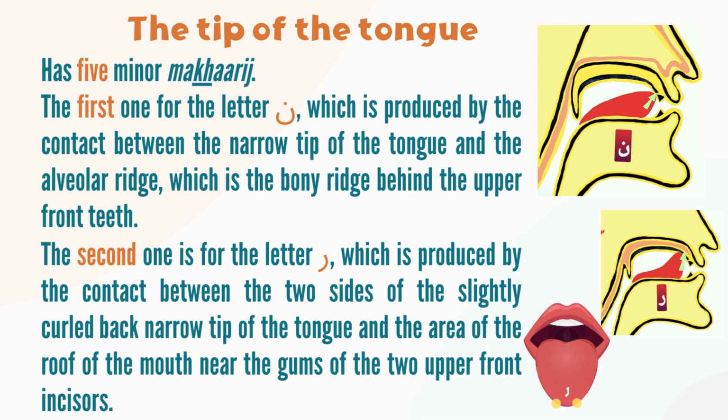The second minor makhraj in the tip of the tongue area is for the letter ra, which is produced by the contact between the 2 sides of the slightly curled back narrow tip of the tongue and the area of the roof of the mouth near the gums of the 2 upper front incisors. Ar, ar, ar. If you tried, you will feel the curl and you will feel the collision points of the ra.